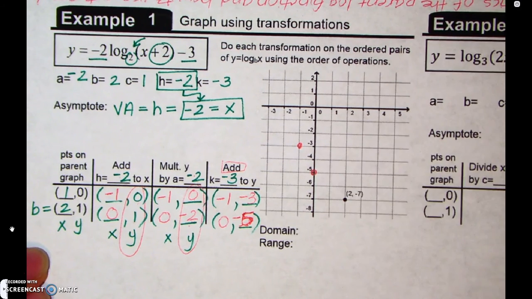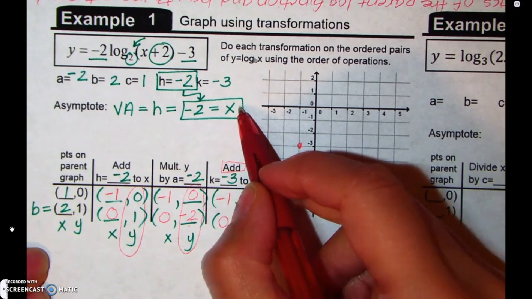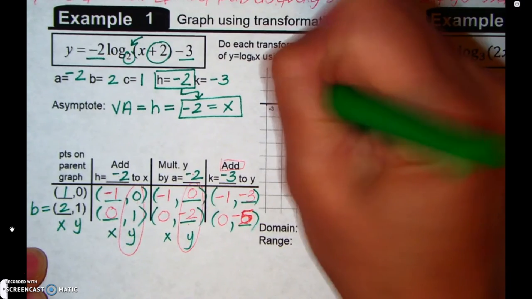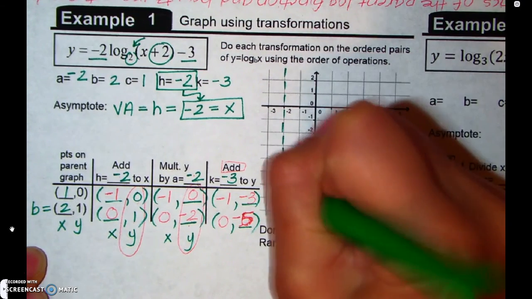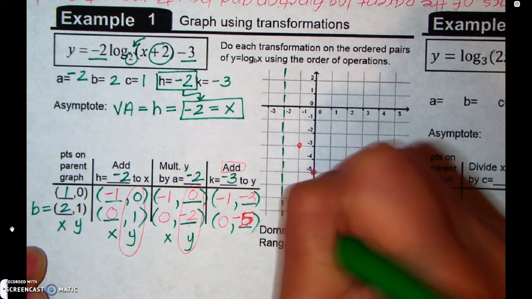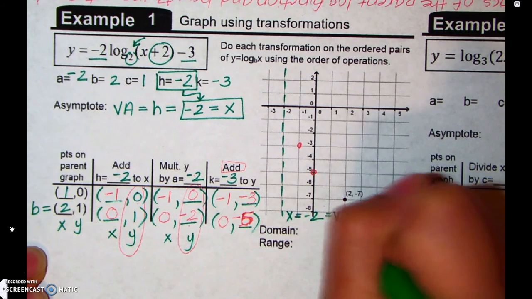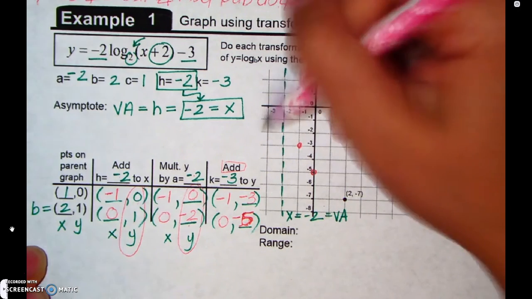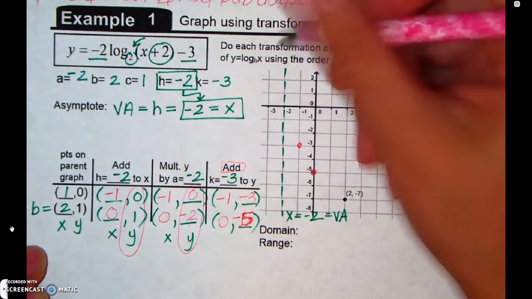Do I know what my vertical asymptote is? Yes, I know that it's at x equals -2. So at x equals -2, I'm going to draw a dashed line going all the way down where x is equal to -2 to represent my vertical asymptote. So I know that my graph cannot go past this line. And I know since my graph is negative, it's going to be pointing down.